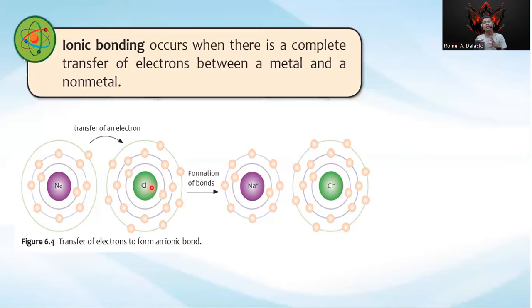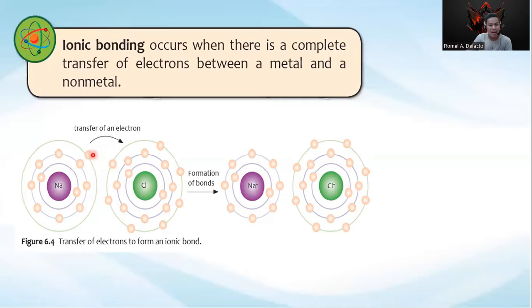So, in our dialect, in Visayan, if you have a friend who has 7 lollipops, and another friend who has only one lollipop, it's difficult or almost impossible for the child with 7 lollipops to take the lollipops from the friend who only has one, no? So, it's easier for the sodium to give up the 1 electron.